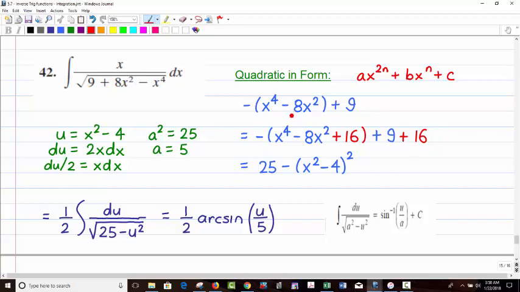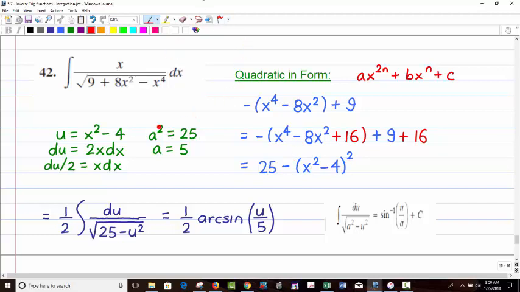So to complete the square, half of negative 8 is negative 4. Squared is 16. We add 16 because we have a negative in front like I explained before. We will add 16 again. So I'm going to put this part in front. 9 plus 16 will be 25. And then this factors into x squared minus 4 squared.